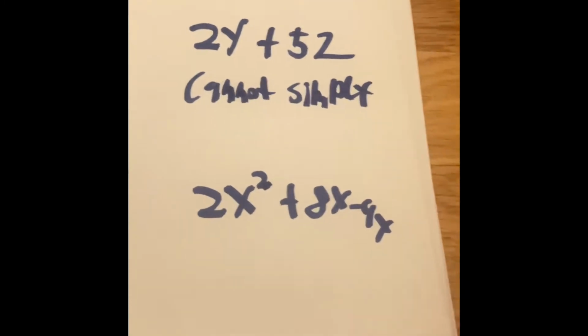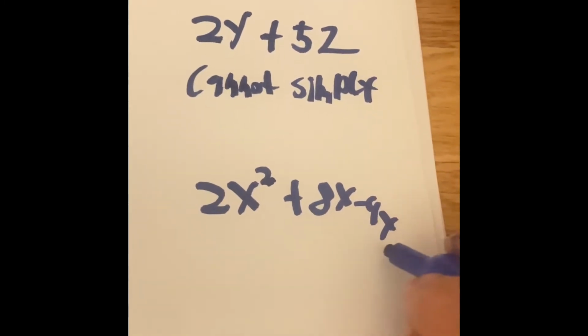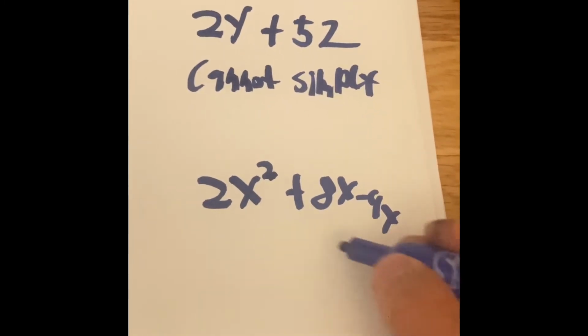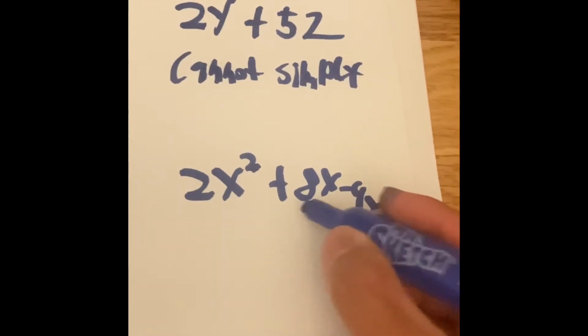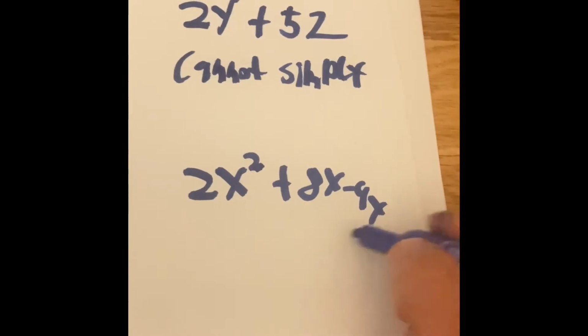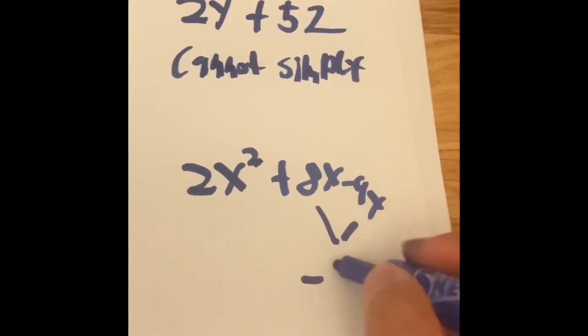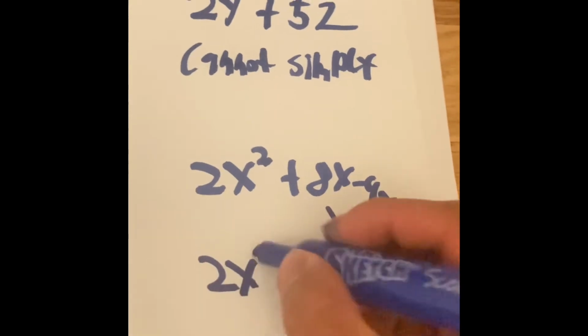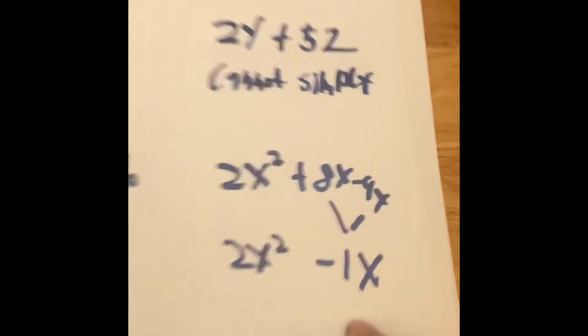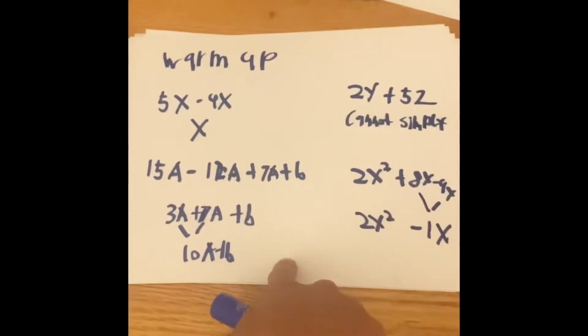2x squared plus 8x minus 9x. When we did that, we had to merge the 8x and the negative 9x. That becomes a negative 1x, or negative x. So 2x squared minus 1x. And that is the end of the warm-up.